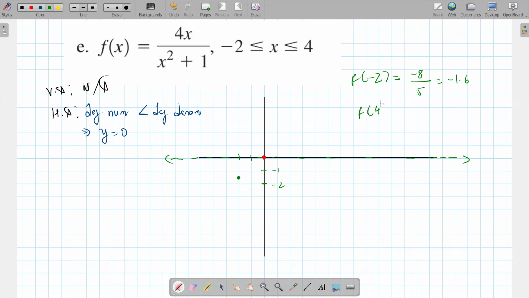What about at 4? Again, we're going to do the same thing. At 4, it's going to be 16 over 17. It's almost 1. Over here, the y value is almost 1. So that is what we have. Good so far?